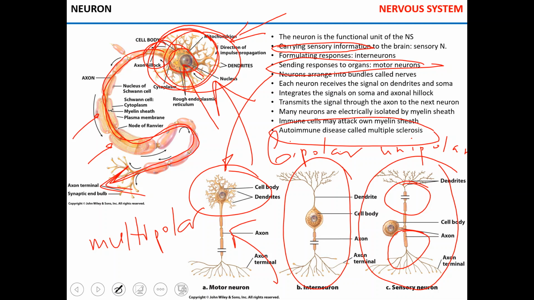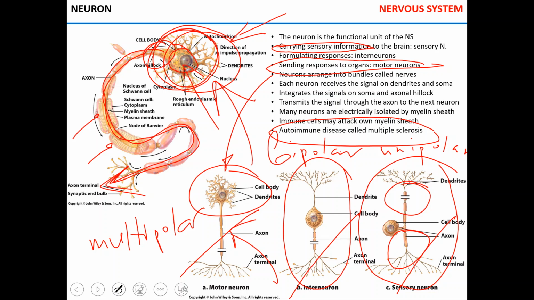So in a nutshell, we've got three different types of neurons: motor, interneuron, and sensory neuron. A motor neuron, also called multipolar neuron, delivers the responses to the effectors, such as muscles and glands. Interneurons are responsible for integration and relaying, formulating the responses. We also call them bipolar. And finally, sensory neurons, sometimes called unipolar, are delivering sensory information from the periphery to the brain or spinal cord.